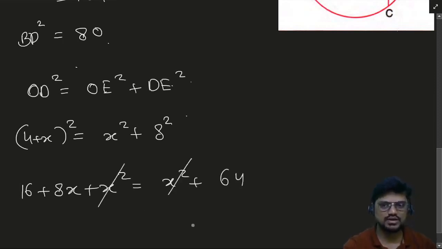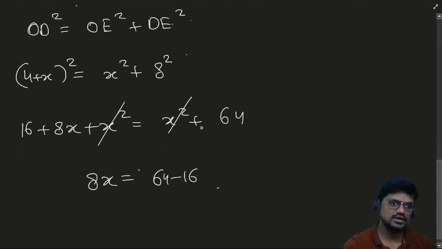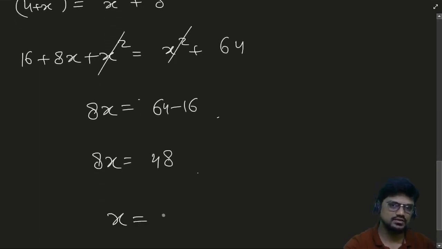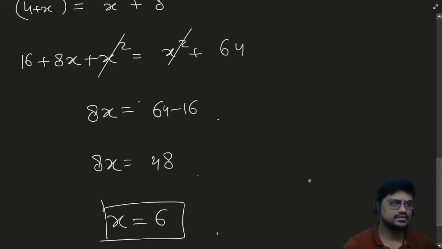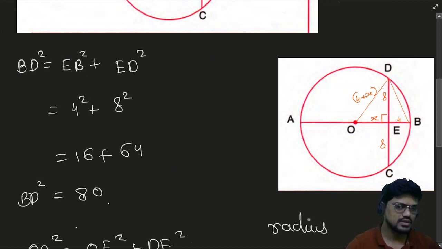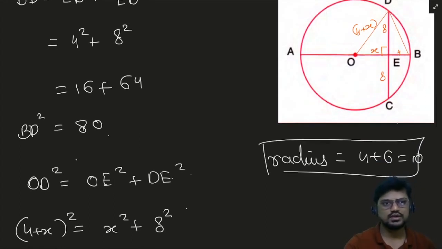This x square will get cancelled. 8x will be equal to 64 minus 16, which is 48. 6 eights are 48, right? The value of x is 6, but the radius is 4 plus x, so the radius will be 4 plus 6, that is 10. Got it? Okay.